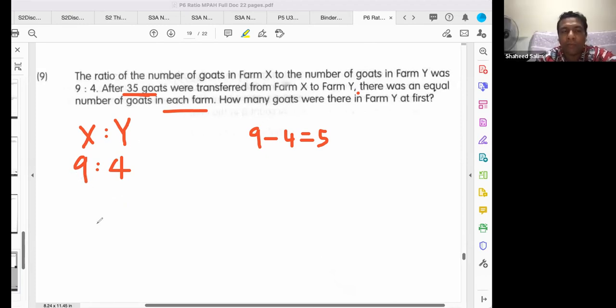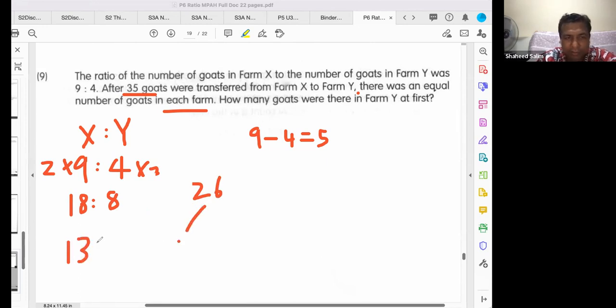After transferring, both of them got the same number. So the total is how many? 13. 13 divided by 2 is 6.5. Okay, we can also do like that, but 0.5 is quite troublesome. So my suggestion is let us change this number, because we can have an equivalent that we times by 2. So you get 18 to 8. What's the total now? 18 plus 8, 26. If you divide by 2, you get 13, 13. So now this is going to be 13, this is going to be 13 also.